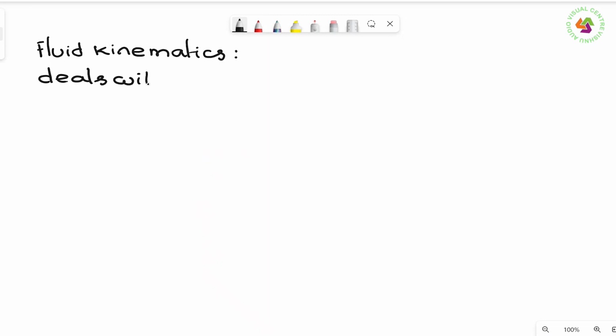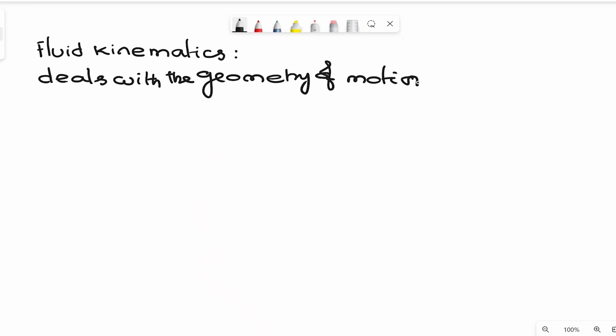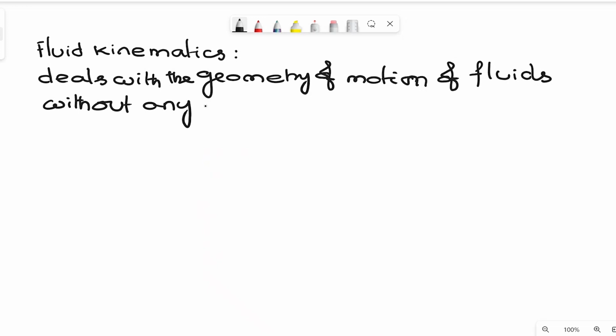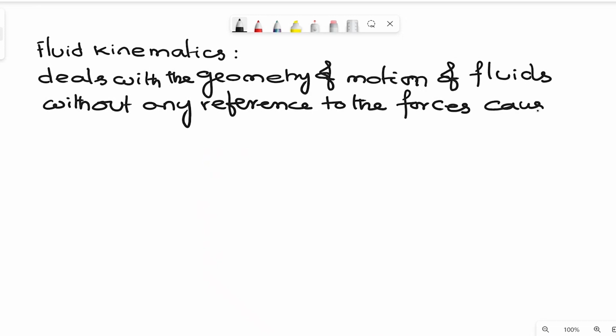So the topic is fluid kinematics. As I mentioned already, fluid kinematics deals with the geometry of motion of fluids without any reference to the forces causing the motion.